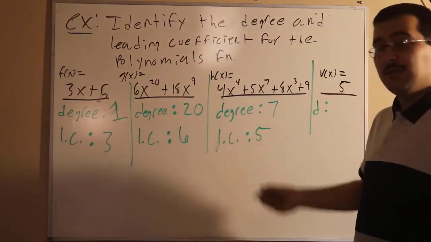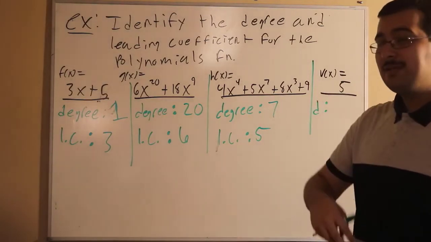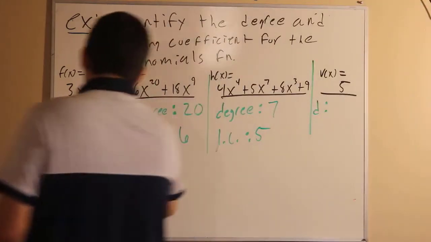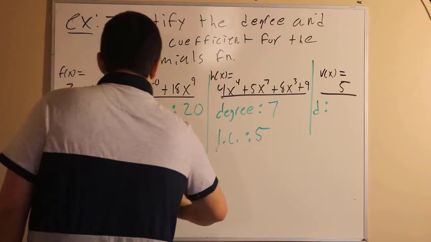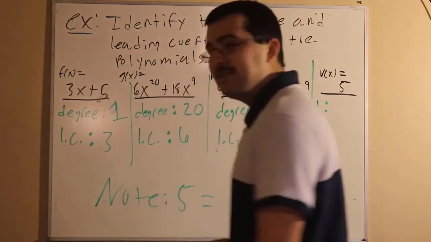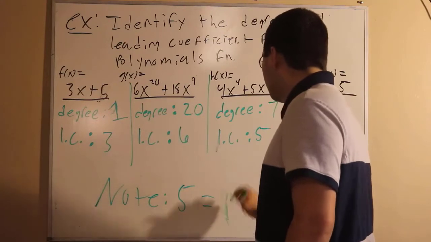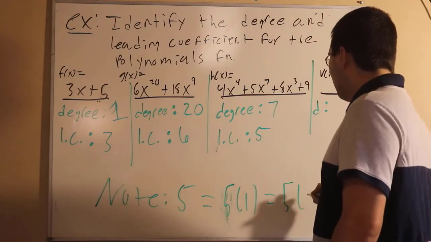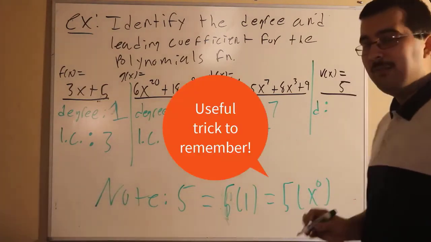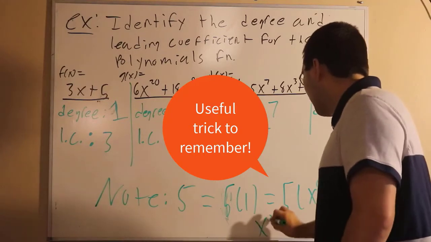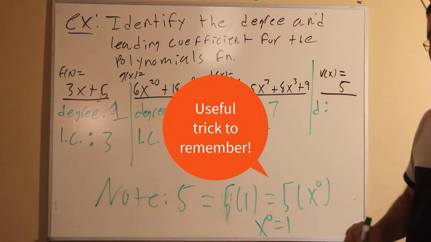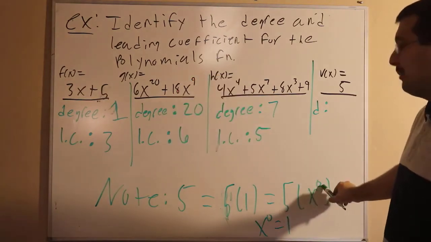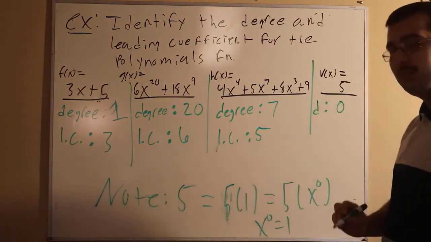Well, do we have an x? No. We don't see one written. But if we want to be super, super tricky, there is technically an x there, right? Because we note that 5 is the same as 5 times 1. And 1 can be written as x to the 0 power, because anything to the 0 power equals 1. So technically, if we want to be super tricky, we can sneak an x in there. And so that means our degree then becomes the power of this x, which is 0. So we have degree 0.